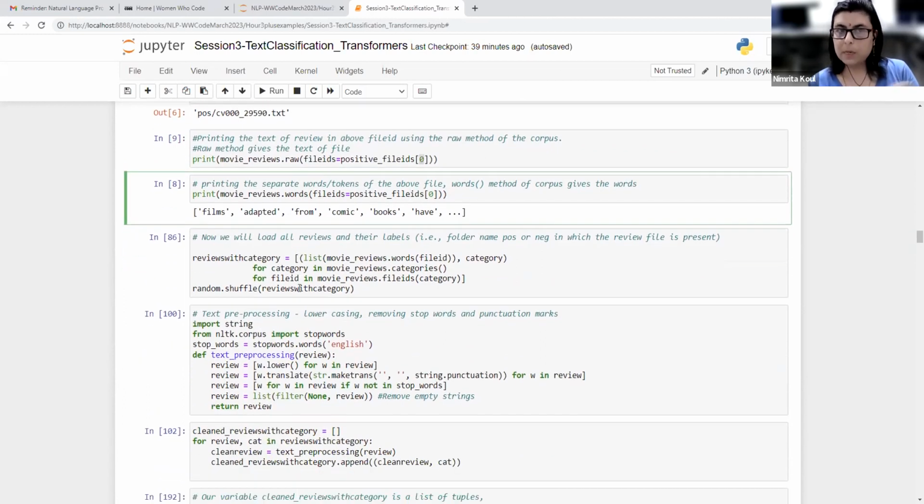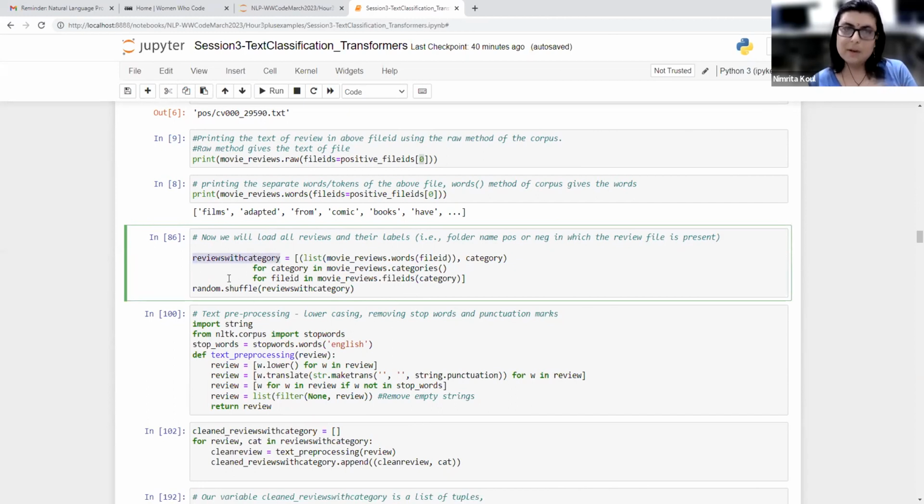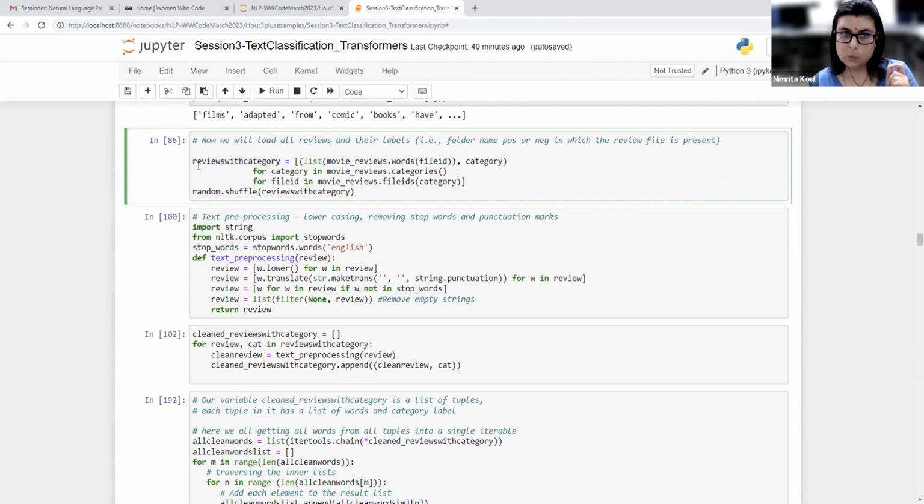Then we separate into a variable called reviews_with_categories all the reviews along with their categories. So this is where we are generating our labeled data. I have all the reviews from all the file IDs, and I have their categories also. The categories are coming from the corpus_name.categories function, and the file IDs are coming from the corpus_name.fileids function. For every category, I'm getting the file name and the category name, and this list is being populated in this variable reviews_with_categories. We are just doing a random shuffle of this in order to ensure randomness in the content. So this is where we are getting labeled data, the reviews as well as the categories. Category essentially means the label, negative or positive, for the reviews.